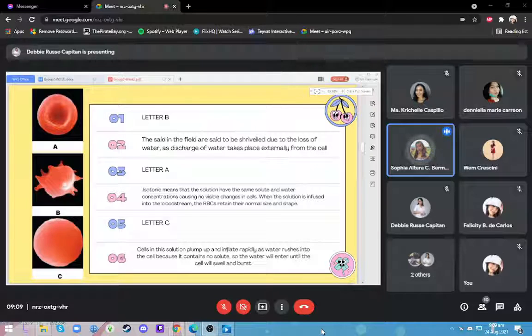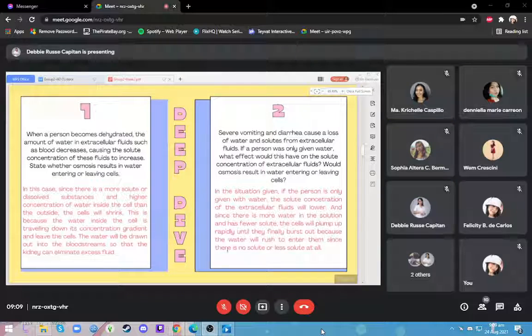Moving on to the next topic, which is the deep dive. Our answer for number one is, in this case, since there is more solute or dissolved substances and higher concentration of water inside the cell than the outside, the cells will shrink. This is because the water inside the cell is traveling down its concentration gradient and leaving the cells. The water will be drawn out into the bloodstream so that the kidney can eliminate excess fluid. So that's for number one.